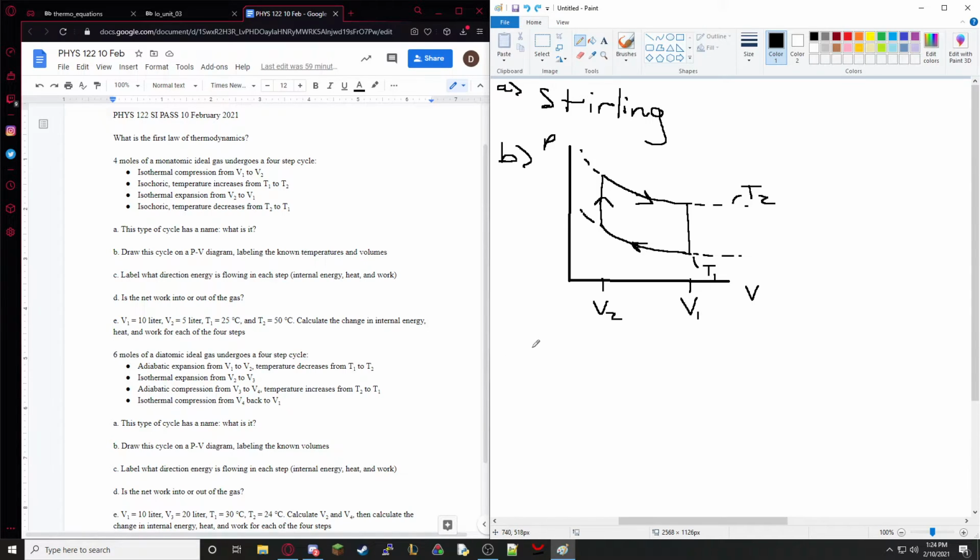It should be 0, right? And why is that? Because temperature is constant. Exactly. So our delta U, I'm not going to label it on the graph. I'm going to make a little grid here. So our delta U for step 1 is 0.